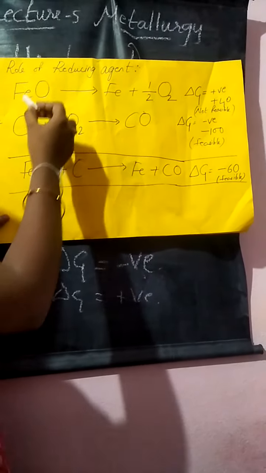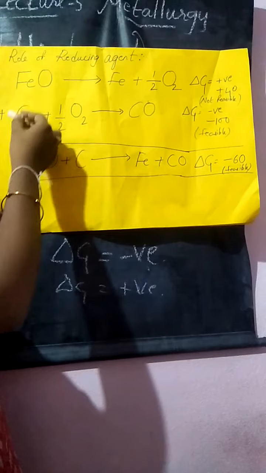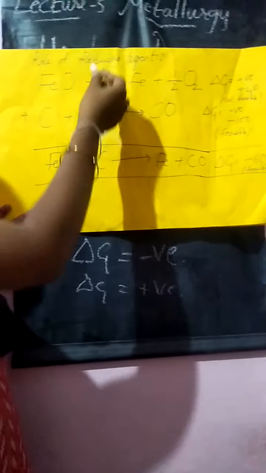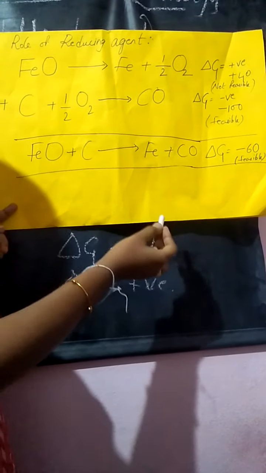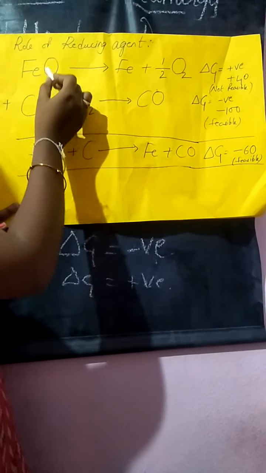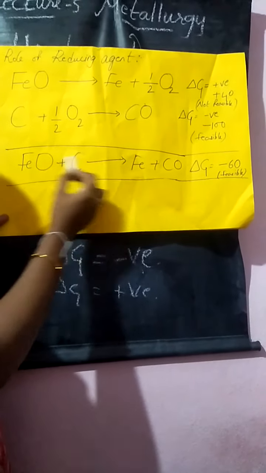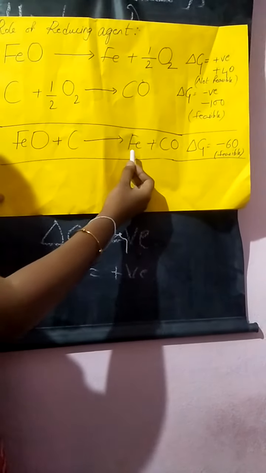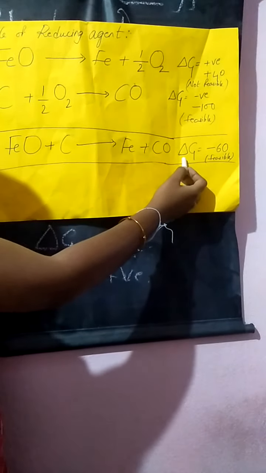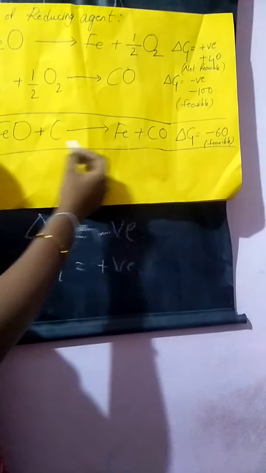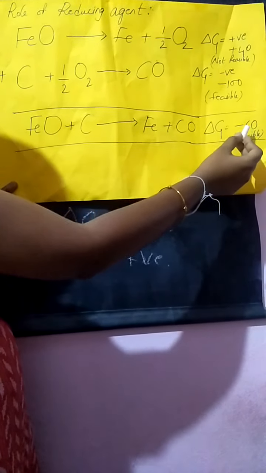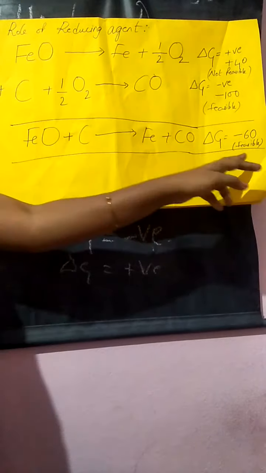So what we are doing here is combining these two reactions, that is, we are adding carbon as a reducing agent to this reaction so that the reaction becomes spontaneous. Carbon is acting as a reducing agent, accepting the oxygen from iron and getting converted into carbon monoxide, and iron oxide is getting reduced to iron. If you look at the delta G value, when we combine these two equations, we get a combined equation where the delta G value is found to be minus 60. So if it is negative, we know that it is a spontaneous reaction.